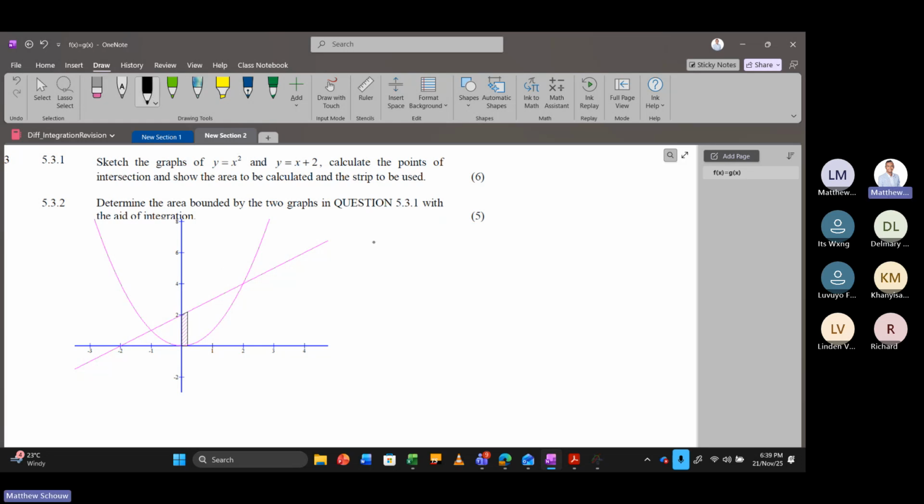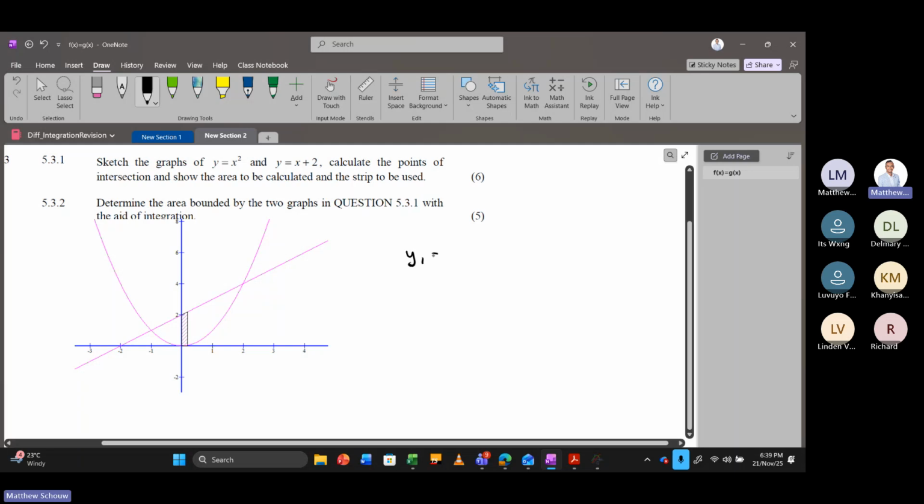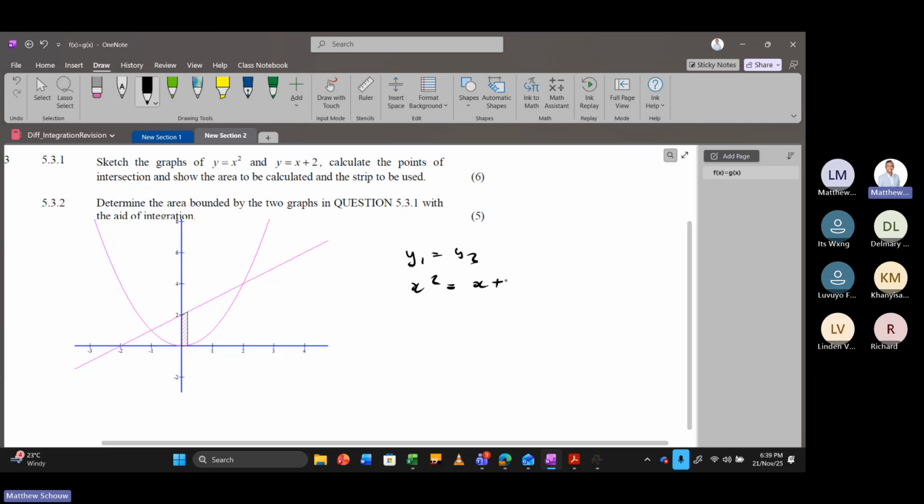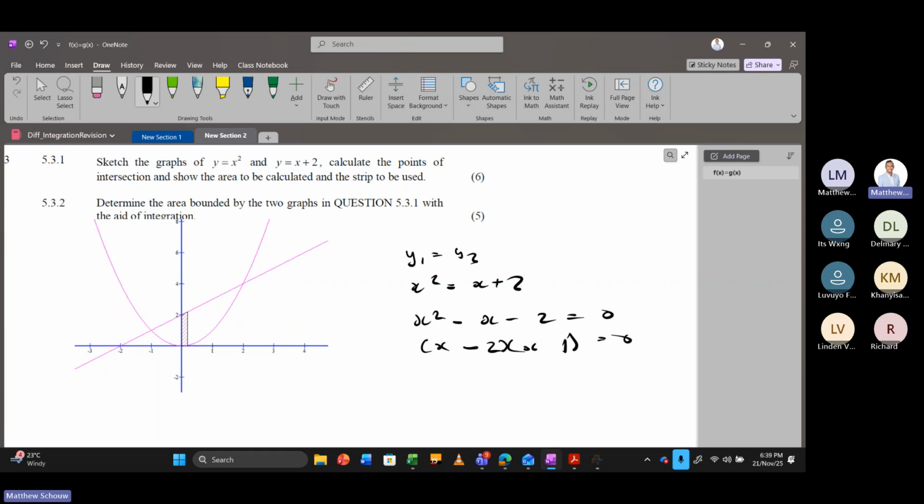Like I said, you want to calculate points of intersection. You need to make the two graphs equal. So you say y1 equals y2. This will be x squared equals x plus 2. Just carry everything over and get an old faithful trinomial. We're factorizing. That's a 2, that's a 1, that's an x, that's an x, that's a negative, that's a positive. So x will be equal to 2 and x is equal to negative 1. Exactly, you can see it over here, right?